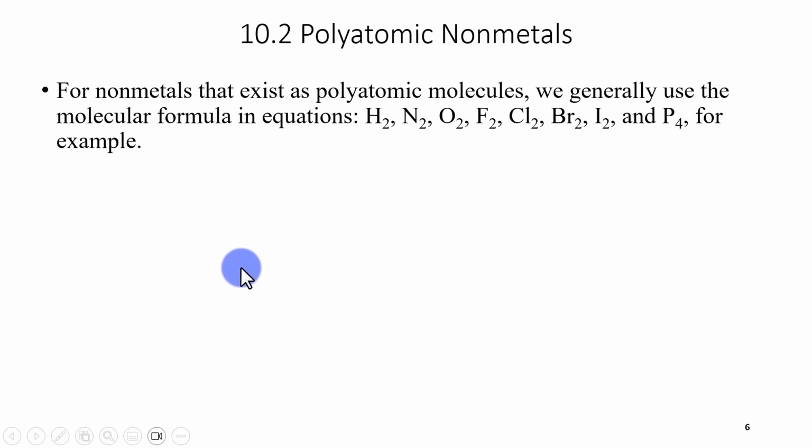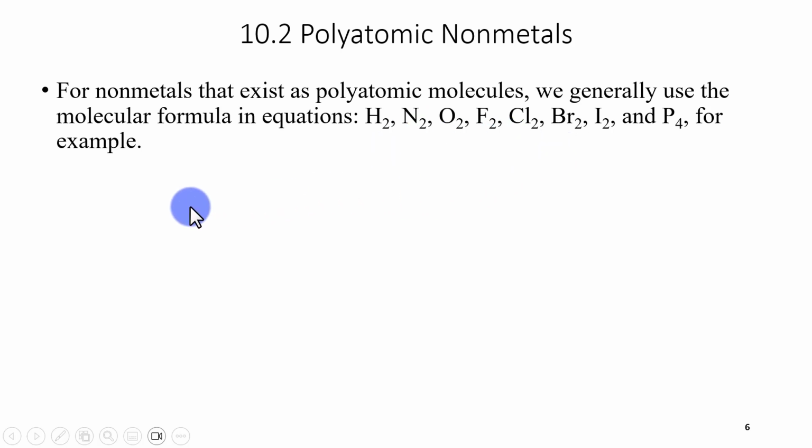Several nonmetals, and we've mentioned it earlier, exist as polyatomic molecules, more specifically diatomic molecules, and we will use them this way when we write equations with these. For example, here are some diatomic molecules and one that is polyatomic. We can also add S8 here, but we probably won't go that far to use pure sulfur. But hydrogen, nitrogen, oxygen, fluorine, chlorine, bromine, iodine all appear as diatomic molecules.